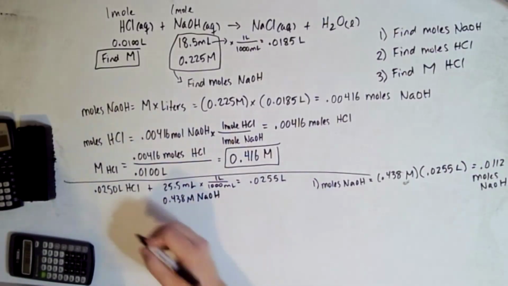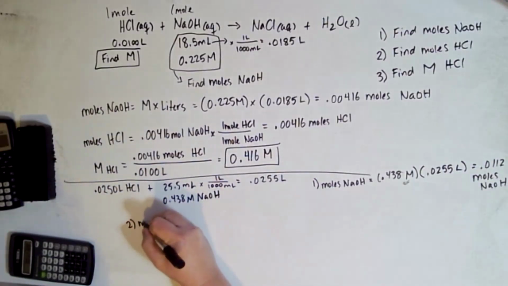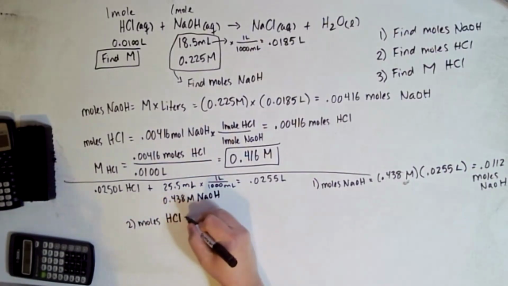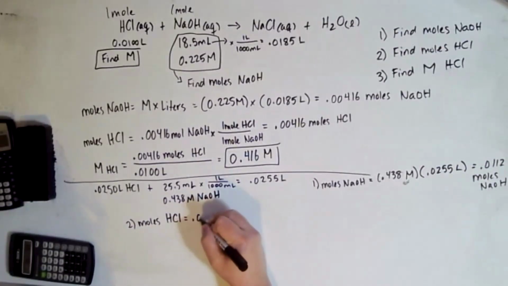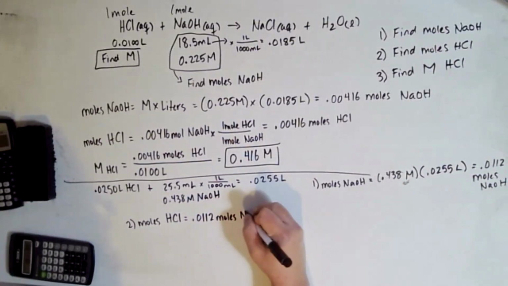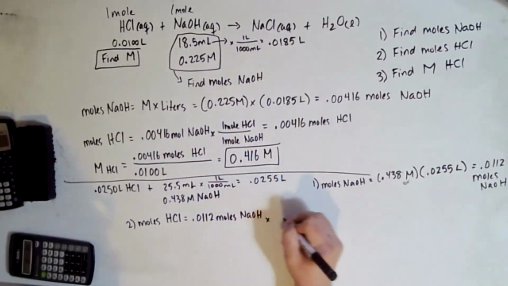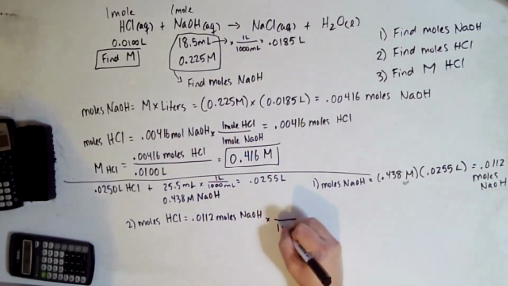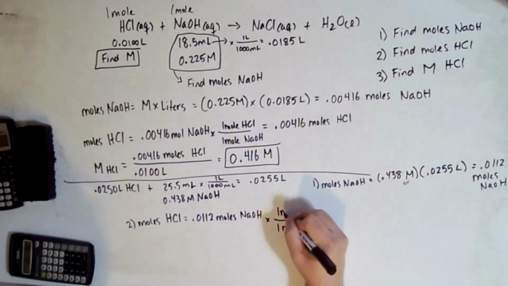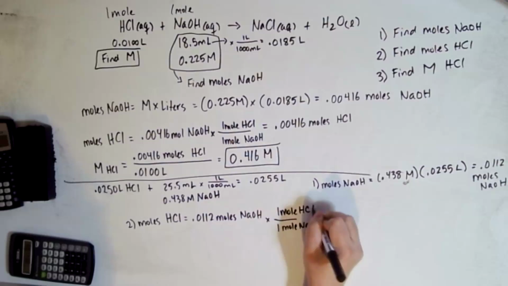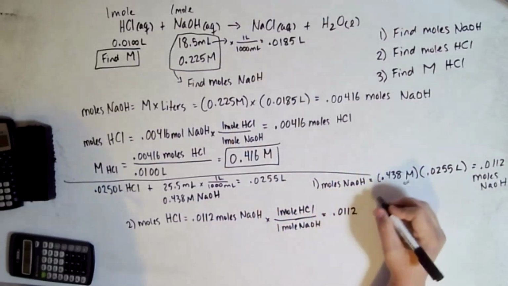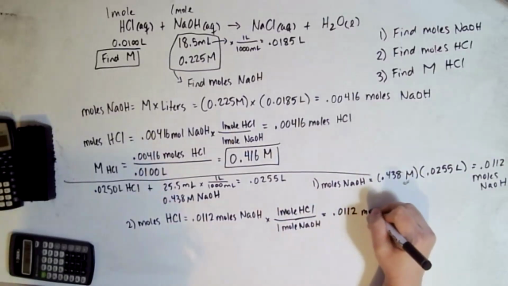Okay. Step two, I'm going to find my moles of HCl because I'm going to take my moles of NaOH and I'm going to look at the mole ratio between my HCl and my NaOH. Every 1 mole of NaOH that reacts is going to use up 1 mole of HCl. So if I have 0.0112 moles of NaOH, I've got 0.0112 moles of HCl.